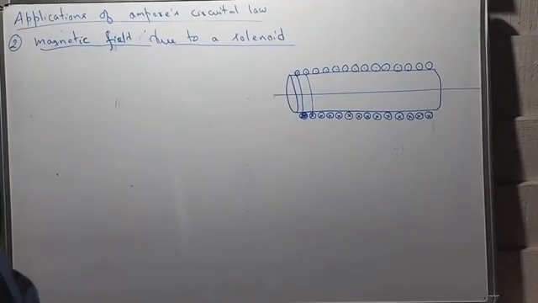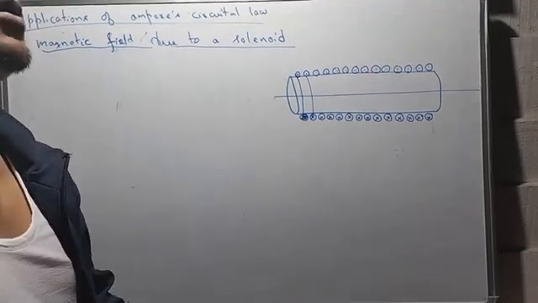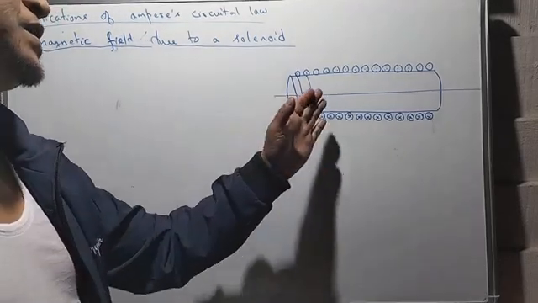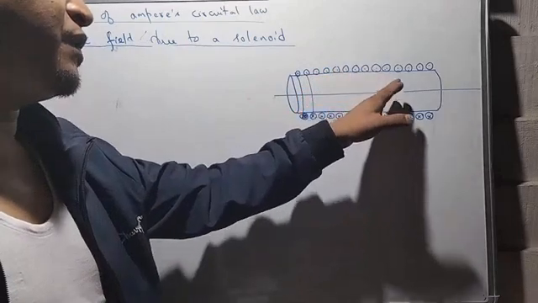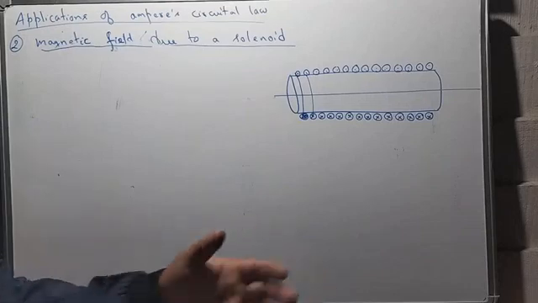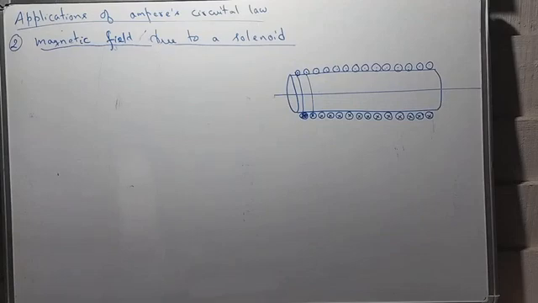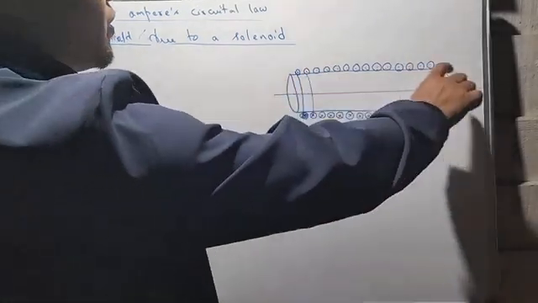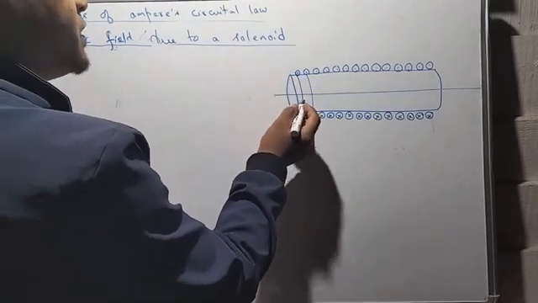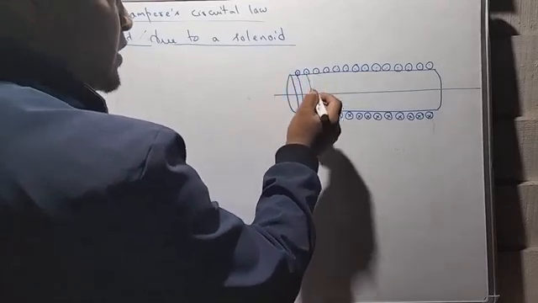But actually, in a practical case, you may have more than 13 turns, not just 13. But in my example, as indicated in the figure, because one dot and one cross mean one turn of the solenoid, it means 13 turns in this case. Now I will consider this is a long solenoid, and let's say it carries a current I.